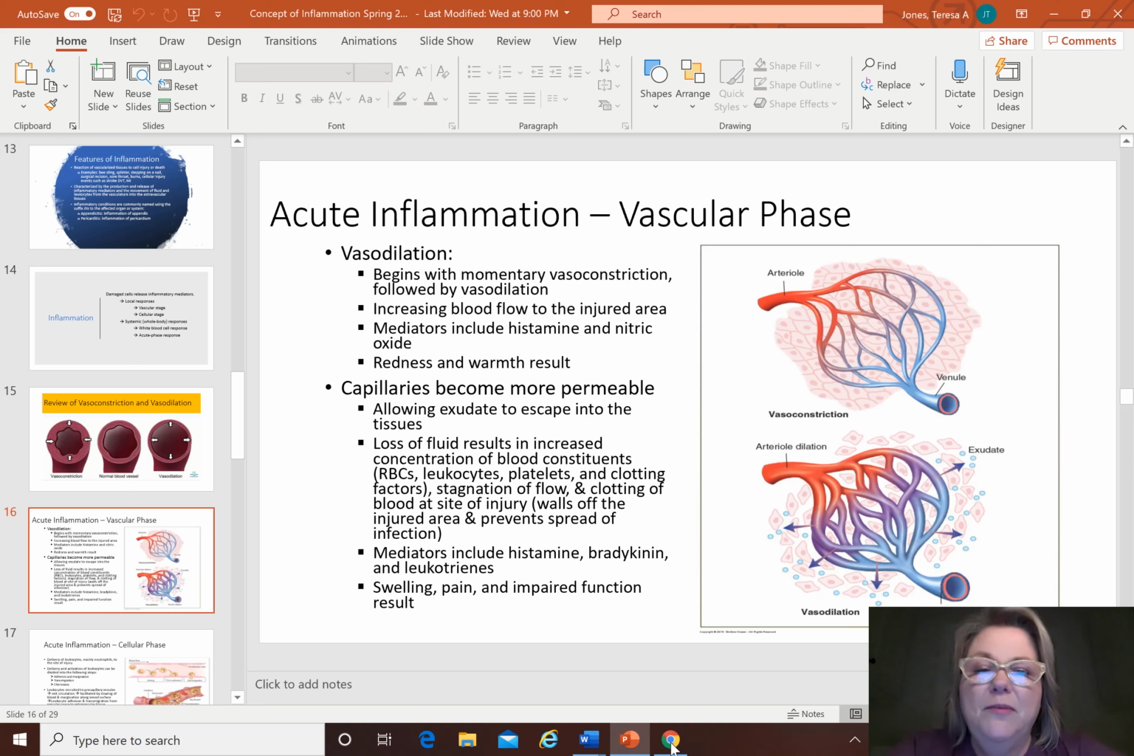So, acute inflammation in the vascular stage. First you've got the vascular stage, and then you've got the cellular stage. And the vascular stage is when it's in the veins. Okay, so here it's talking about the vasodilatation. At first, you have a momentary vasoconstriction.